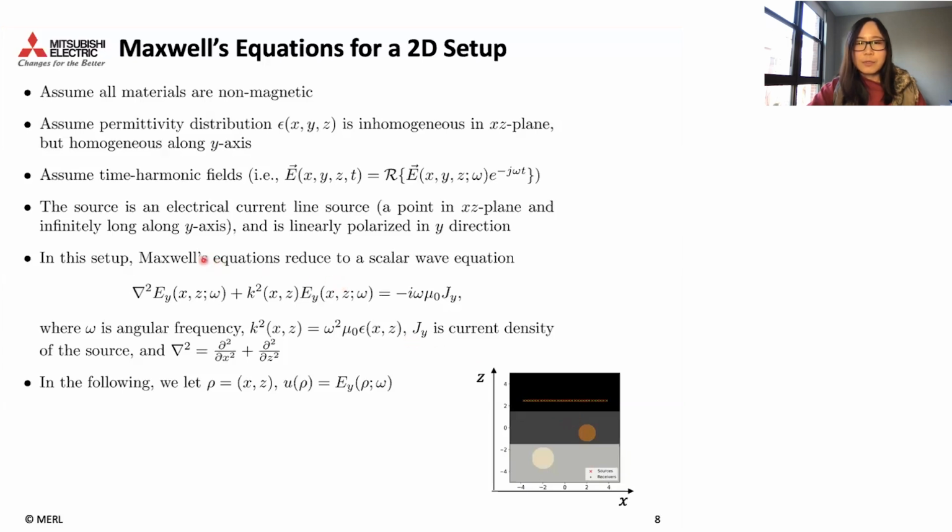So in this case, the Maxwell's equation reduces to a scalar wave equation like this. This is known as the Helmholtz equation. And this E_y is the y component of the vector electrical field. So only the y component is non-zero, and we only care about the y component. To simplify the notation, we will let rho denote these 2D coordinates, and we use U to denote this y component of our electrical field.